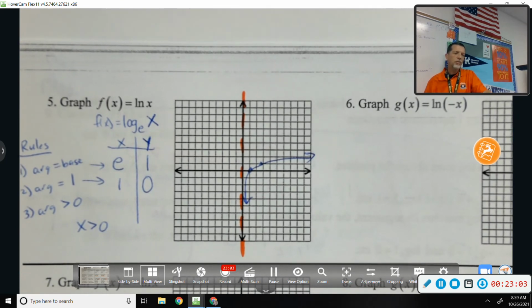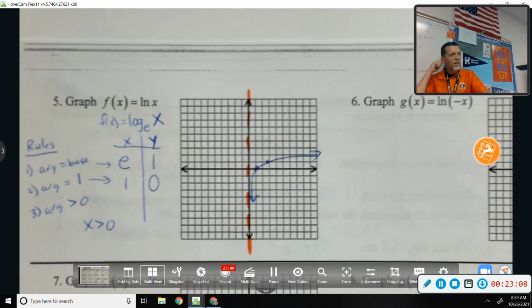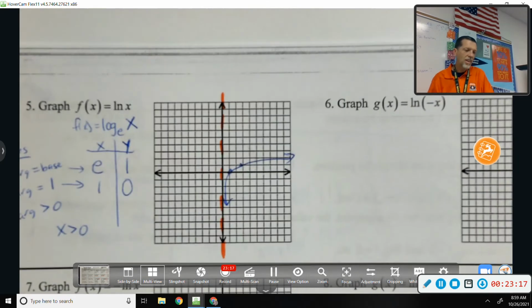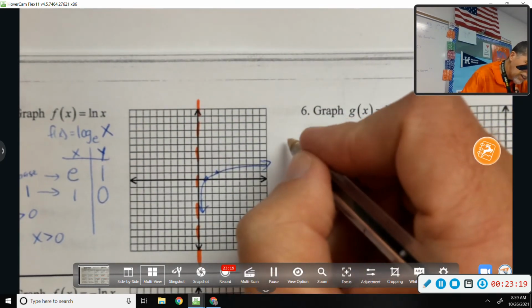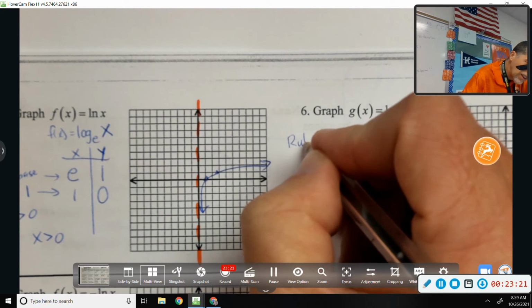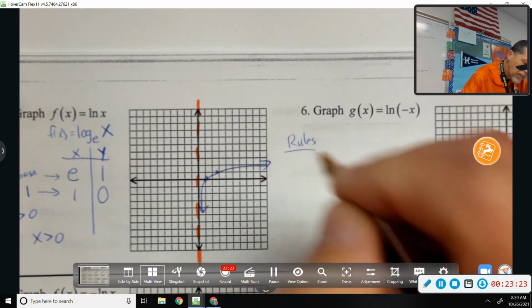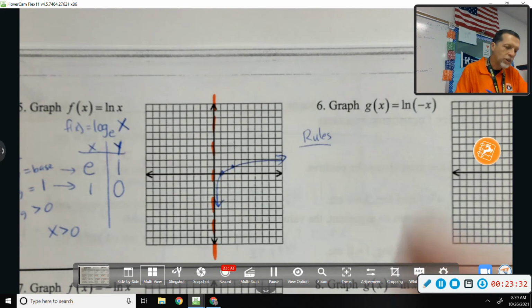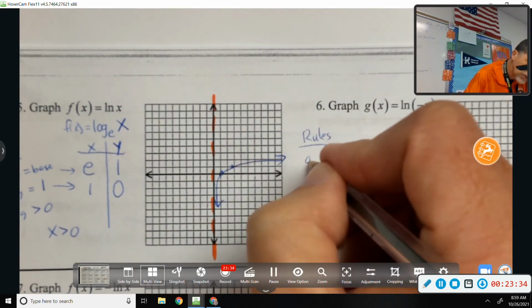The risk of switching methods, on number 6: do you want me to use the log rules or the parent function rules? It doesn't matter, I'm going to get the same thing. Nobody voted. So I'm going to use the log rules, because you've got to know the log rules to graph the first one. After that, you can use parent function. But you can't only know the parent function rules. You've got to know the log rules to get started.